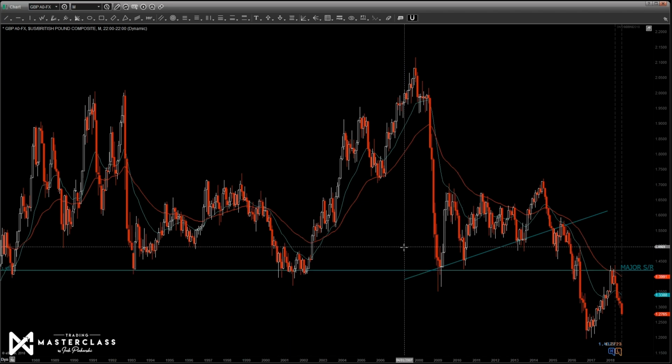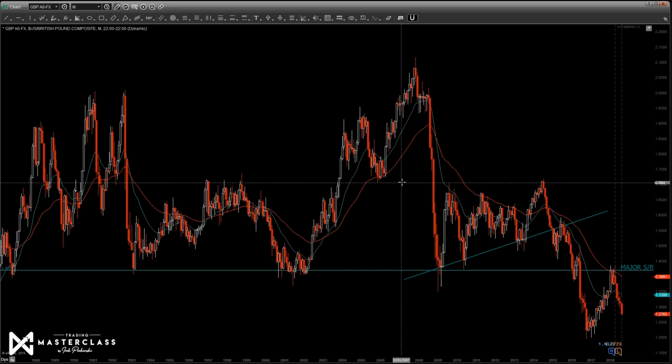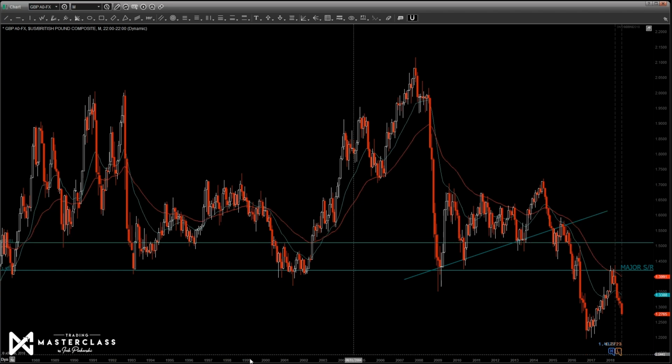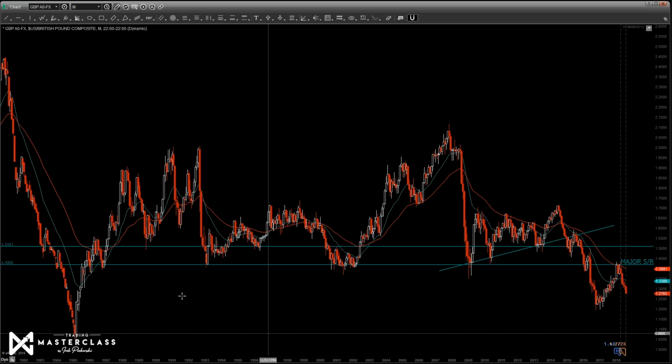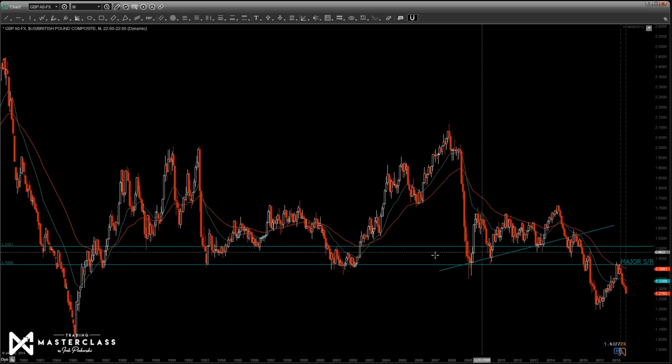A level like, you know, let's toss in a random level like we did, right in the middle, like right here. You can notice that it has some rejections, like a good rejection here, and another rejection here, but it also has a lot of breaks, you know. So it's a minor level.